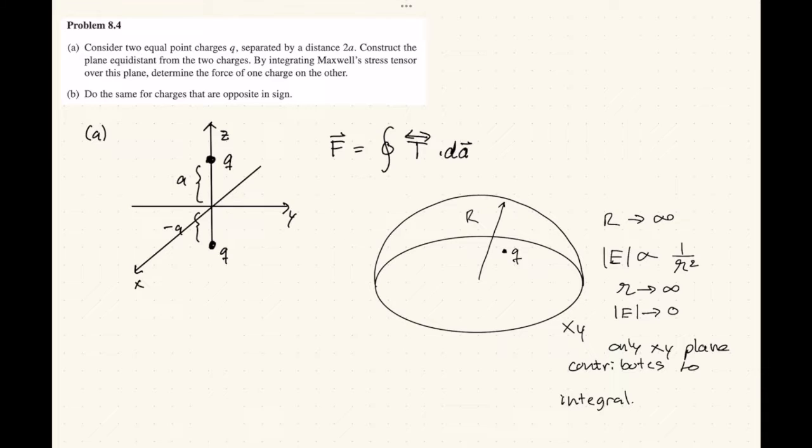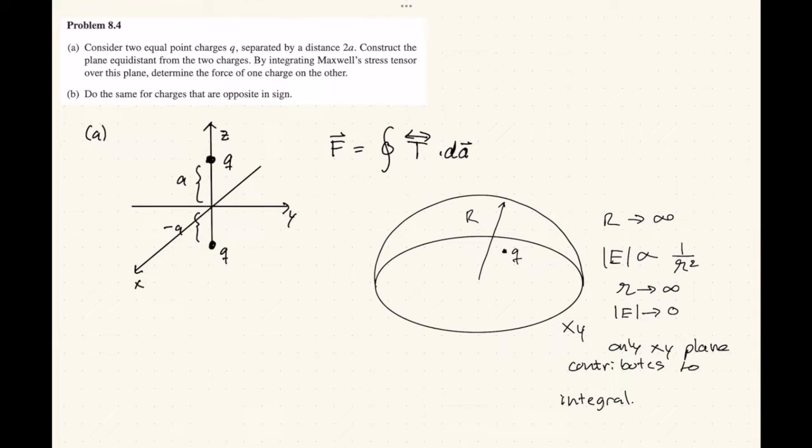We're asked to consider two equal point charges separated by a distance of 2a, then construct the plane equidistant from the two charges, so in this case the xy plane. By integrating Maxwell's stress tensor over this plane, determine the force of one charge on the other. And then for part B we're asked the same, but the charges are of opposite sign.